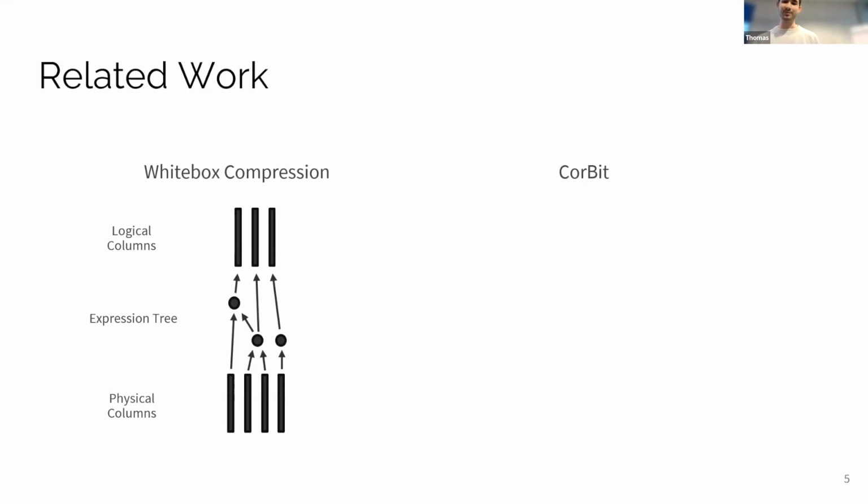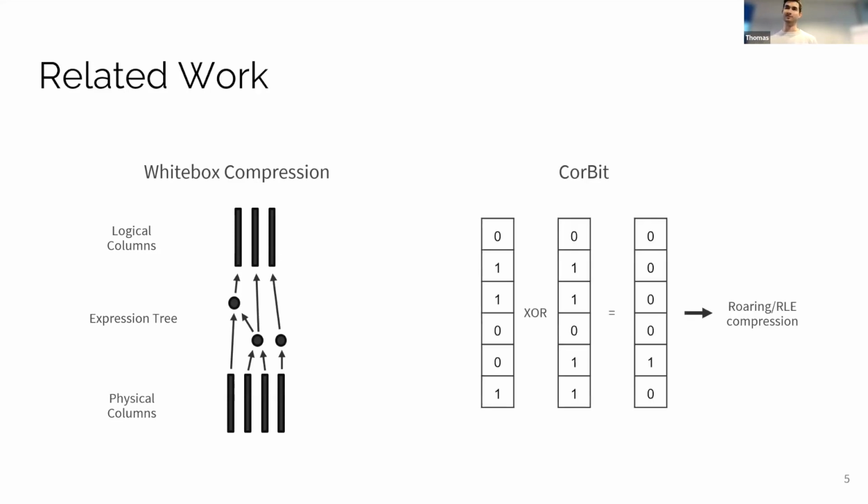Corbett is a paper exploring compression of bitmap indexes. The main idea is that if 2 columns are correlated in a way such that there's a direct mapping between values of one column to the values of another column, then the bitmap indexes of these columns will also be very similar or the same.